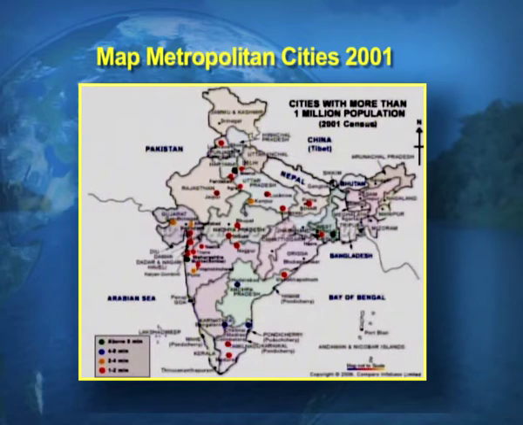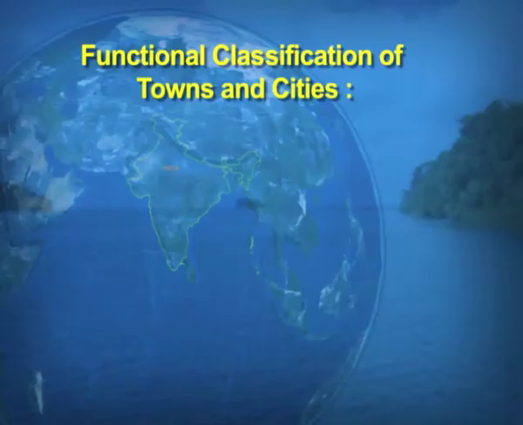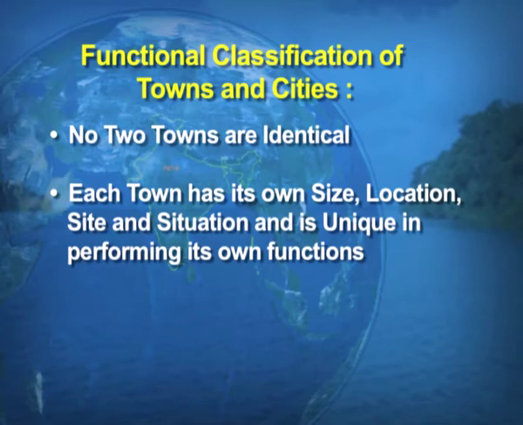So, if you look at the screens, children, this is a map of the census 2001 showing the various metropolitan centers and their placement in the different states. Now, another basis of classifying the urban centers is the functional classification. So, no 2 towns are identical, and each town has its own size, location, site, situation, and is unique in performing different functions.